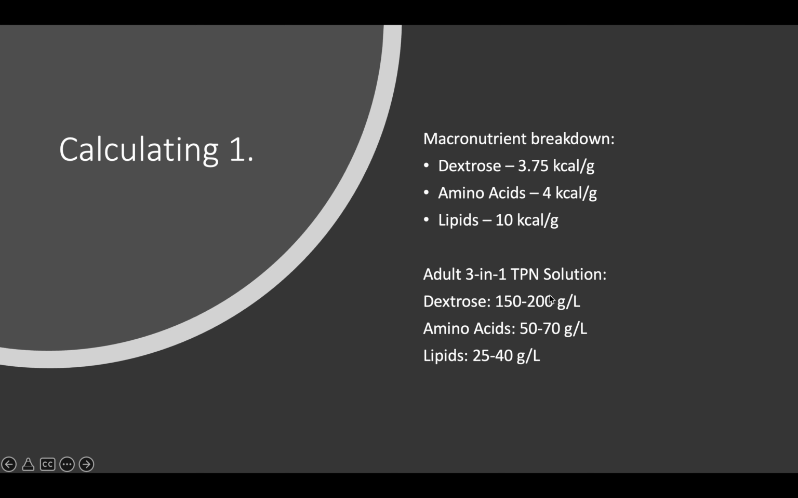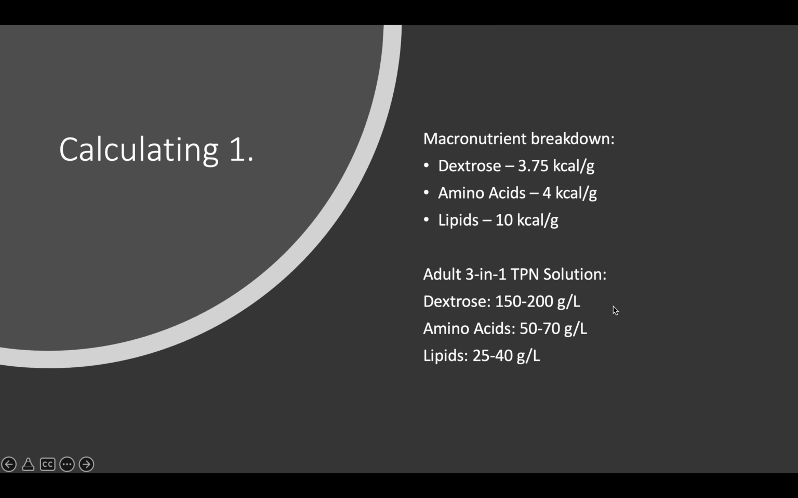In this solution, this is how much we can have of each macronutrient per liter. For dextrose, we can have anywhere from 150 grams to 200 grams per liter. For amino acids, 50 to 70 grams per liter, and for lipids, 25 to 40 grams per liter. Again, this is something you need to memorize, write it down, write it 10 times. As you get into working in the field, you will get better at knowing that. Just know right now that it's dextrose 150 to 200, amino acids 50 to 70, lipids 25 to 40 in traditional solutions. It can change from place to place, but that's traditionally what we see.